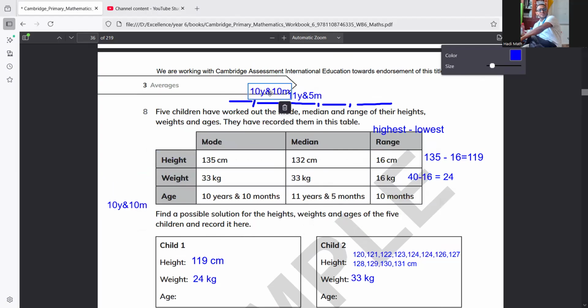10 years, 10 months. And this also will be 10 years and 10 months. So what am I going to use the range for? The range is the difference between the highest minus the lowest. I have the lowest here, 10 years and 10 months. So go and add to it 10 months. 10 years and 10 months, add to it 10 months.